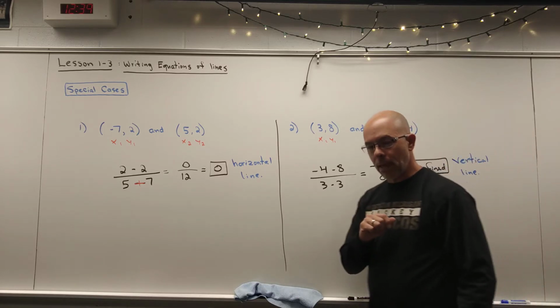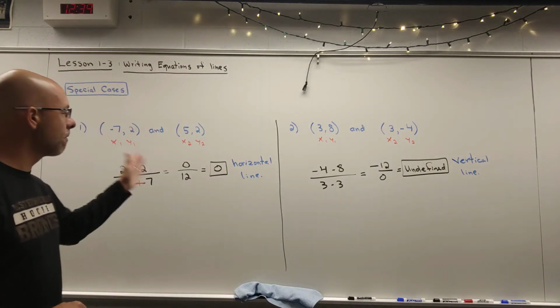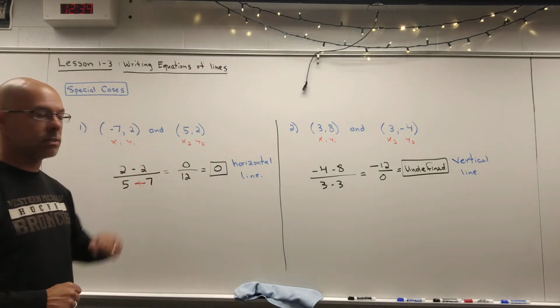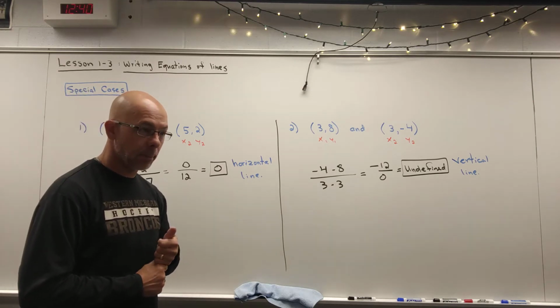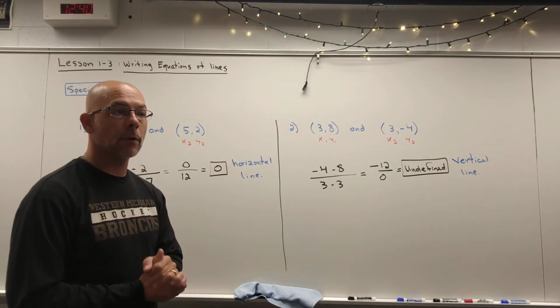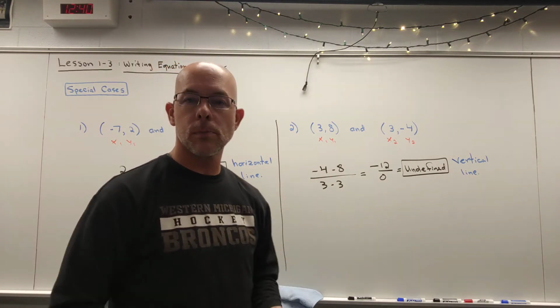So I want you to keep that in mind and put a note to yourself in your notebook. Every horizontal line, the slope is 0. Every vertical line, the slope is undefined. And we'll talk about that, okay? I'm going to pause a minute and get the real examples up here so now that we know what to expect there.